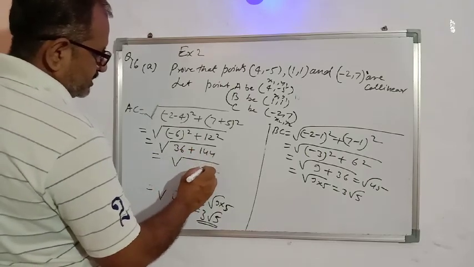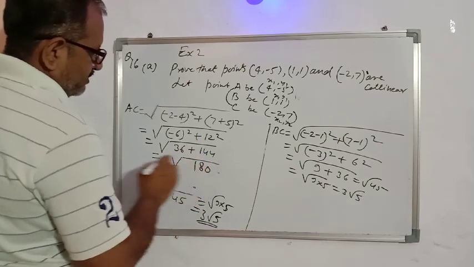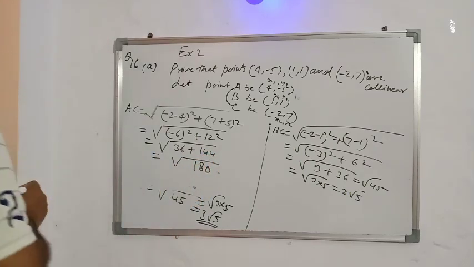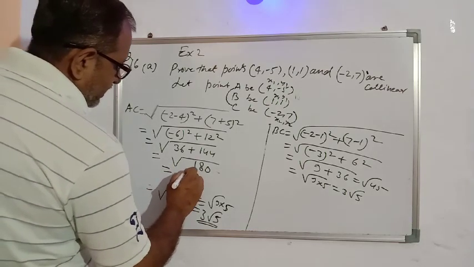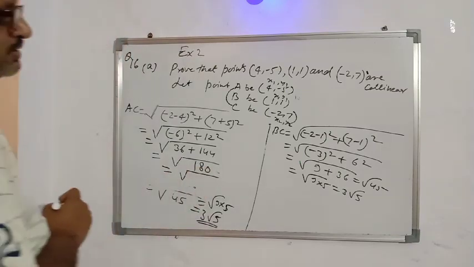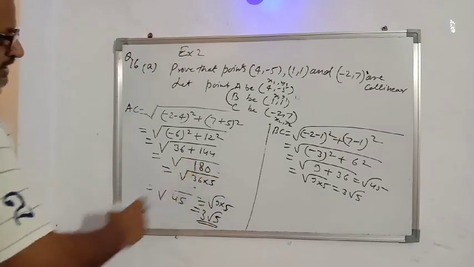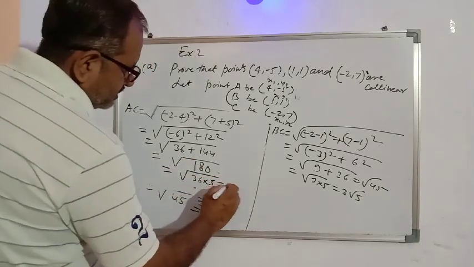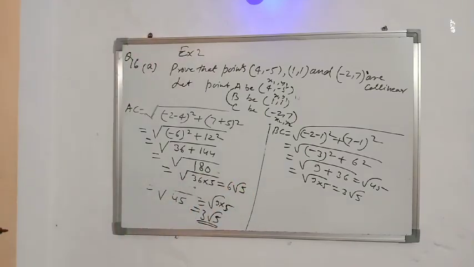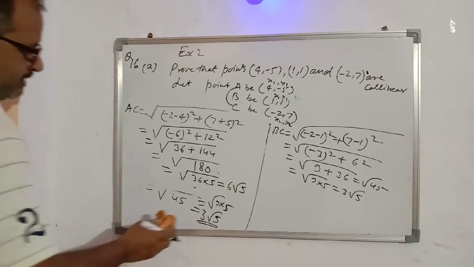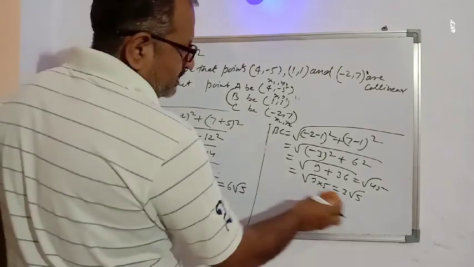Add it: 36 plus 144 is 180. We can write 180 as 36 into 5. So the square root of 36 is what? 6. So 6 root 5. So AC is 6 root 5, and AB is 3 root 5. BC is also 3 root 5.